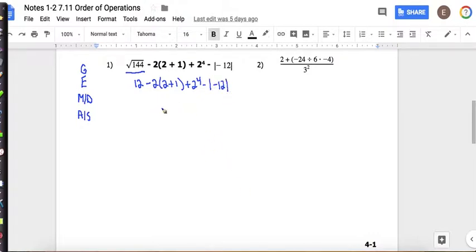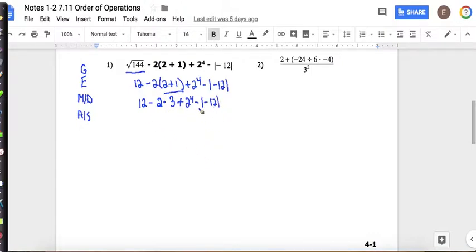Okay, now I'm still looking for grouping symbols from left to right, and I notice one right here. I notice a parenthesis, so I'm going to underline it. And 2 plus 1 is 3. I'm going to bring down, and because I'm down to one number inside the parentheses, I'm going to get rid of the parentheses, and a number in front of parentheses means to multiply. So I'm going to replace the parentheses with the multiplication symbol. And then I'm going to bring down the plus 2 to the 4th minus the absolute value of negative 12.